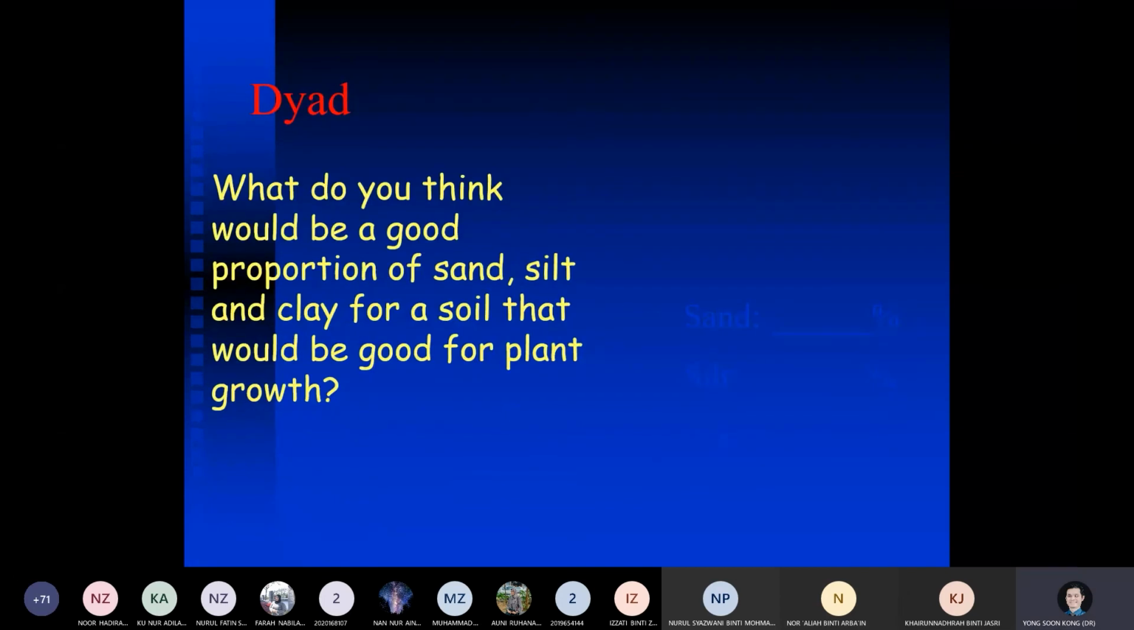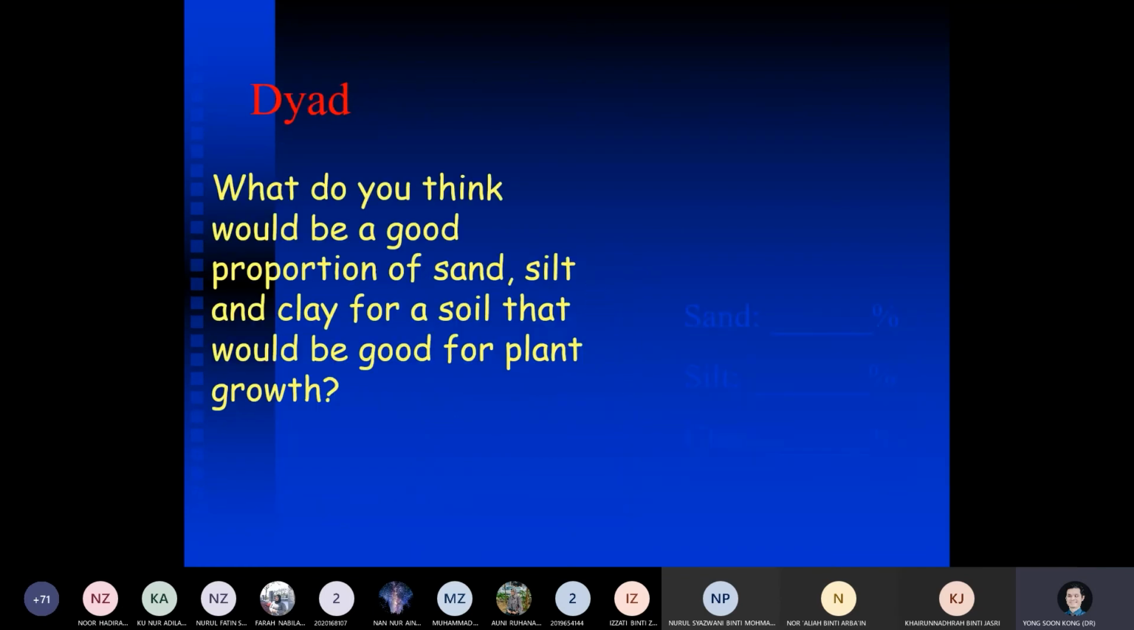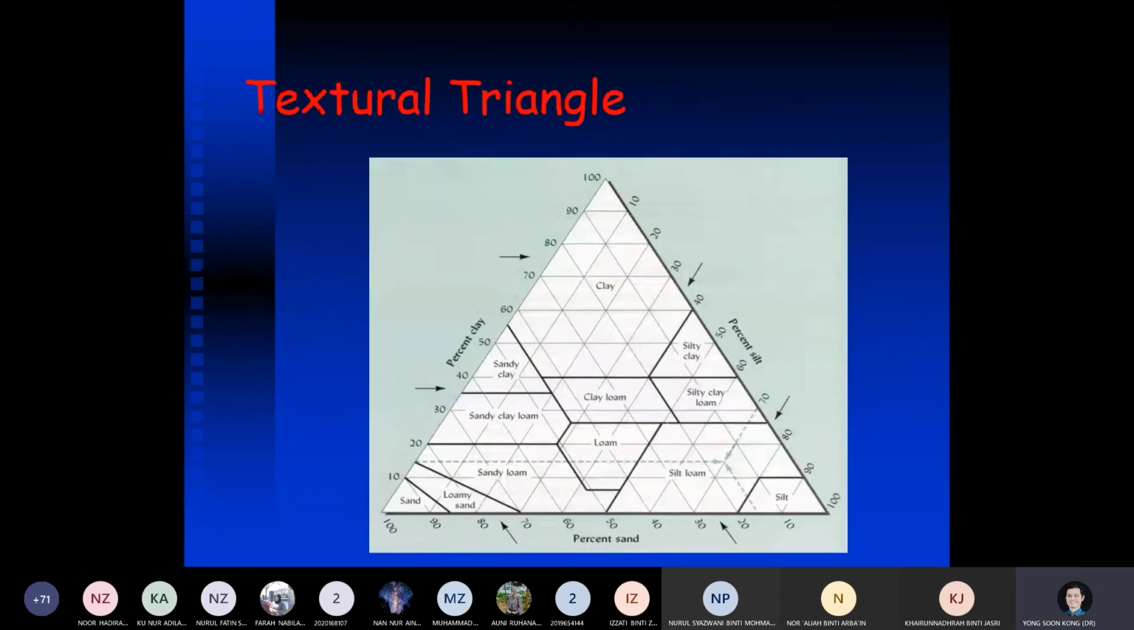I don't know what this is, so I will skip through to the USDA textural class. By the way, the triangle that you saw just now comes from USDA. And for your information, there are many triangles. Even in Europe, they have their own triangle. But the one we use here, we follow the USDA soil texture triangle. So this is the same triangle that we saw just now.